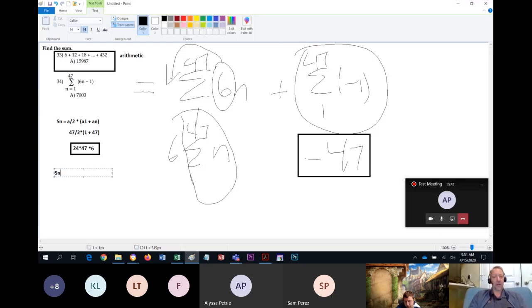So S sub N is going to equal N over 2. We don't know what N is yet, but we do know our first term is 6 and our last term is 432. So the only thing we need to figure out is the N. So how do we figure out the N?